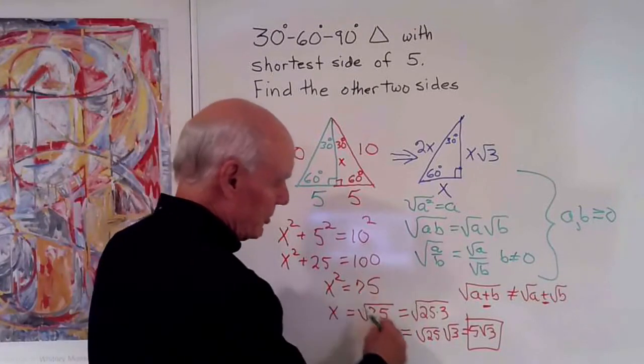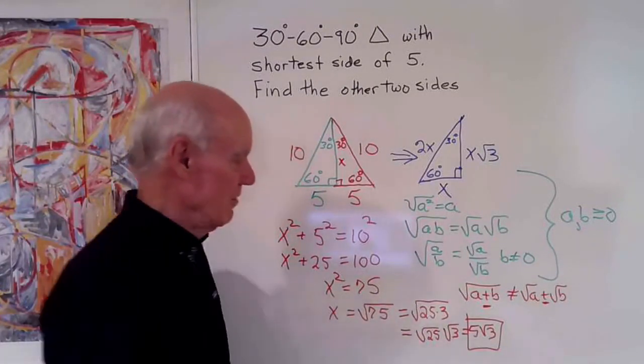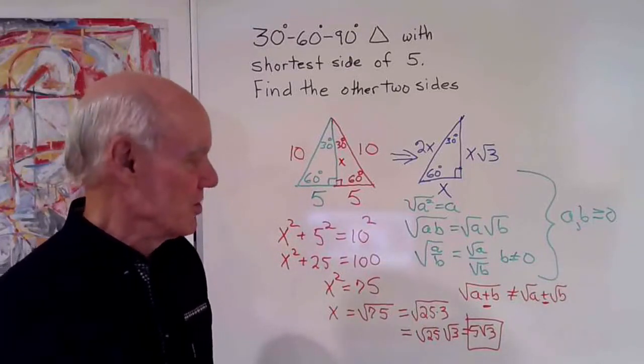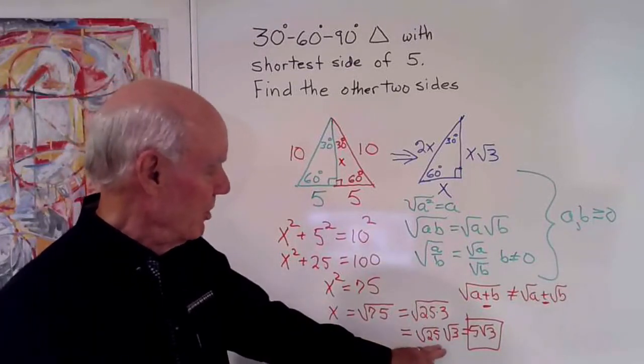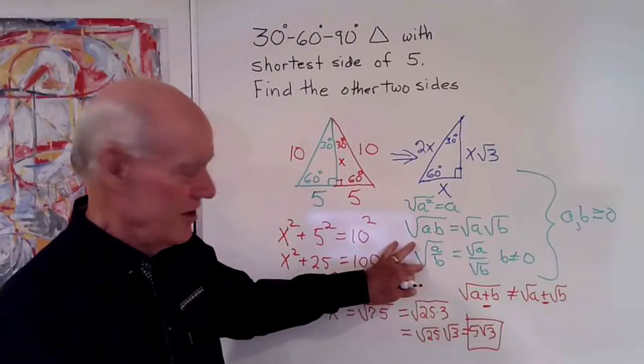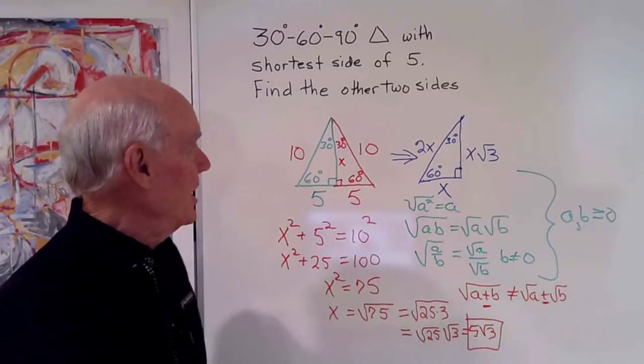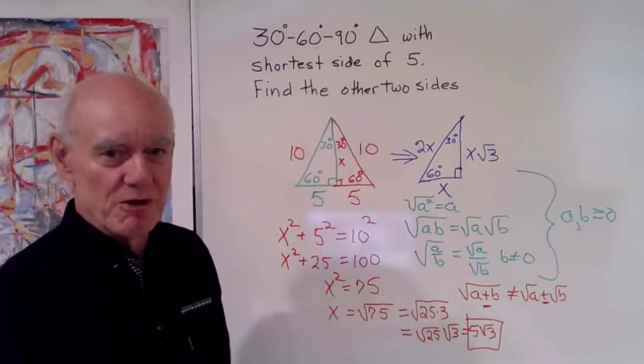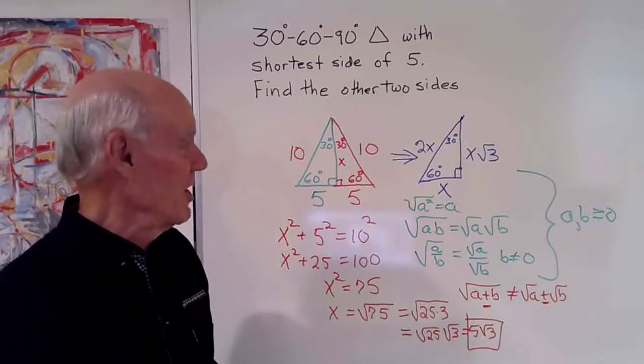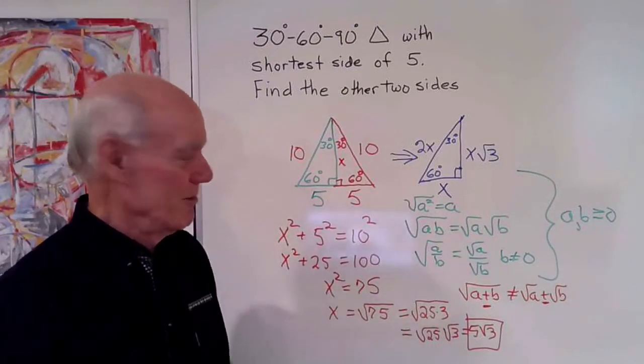So you want to be able to do this right here. It's a little review of what you did in algebra with square roots. It's going to come up from time to time, both this way with multiplication and this way with division. So in any case, 30, 60, 90 degree right triangle, important triangle in trigonometry, and here's one of the first problems that we've done with it.